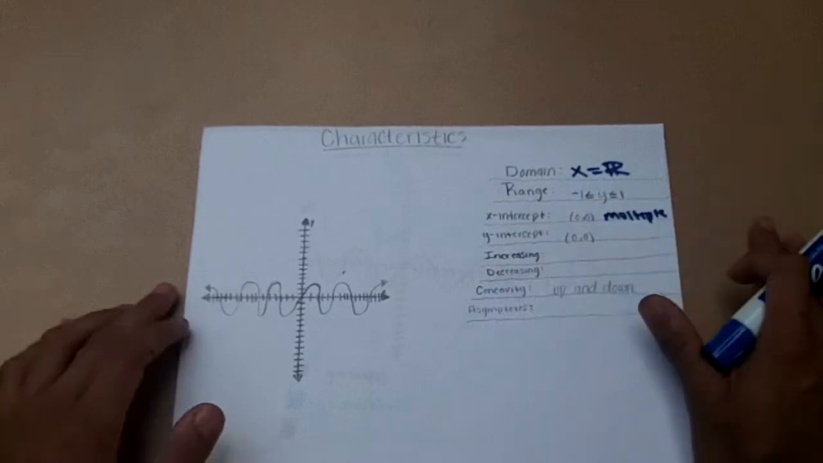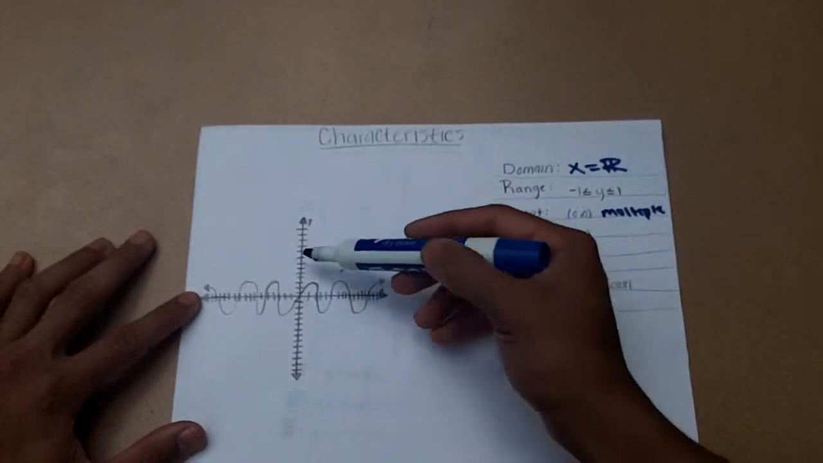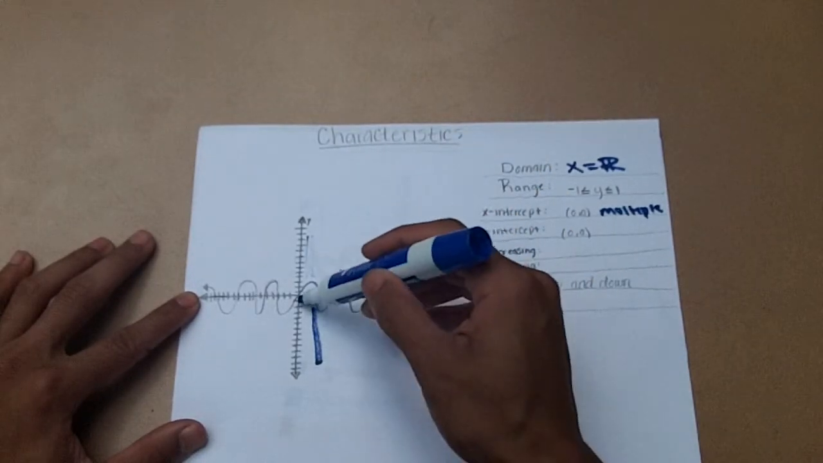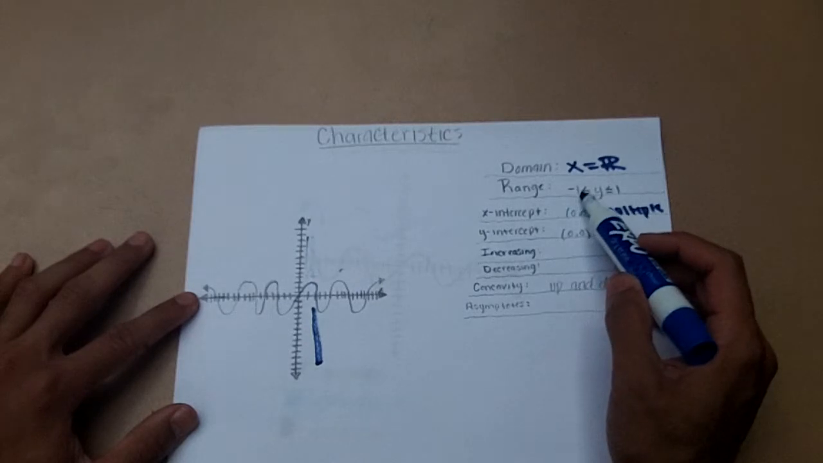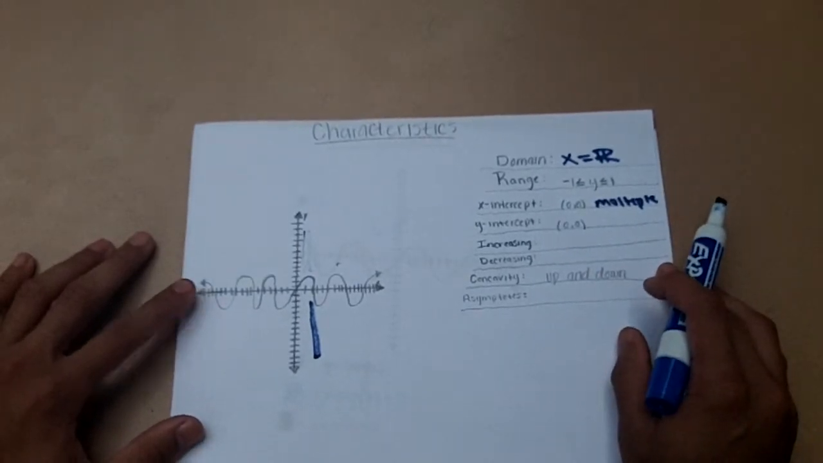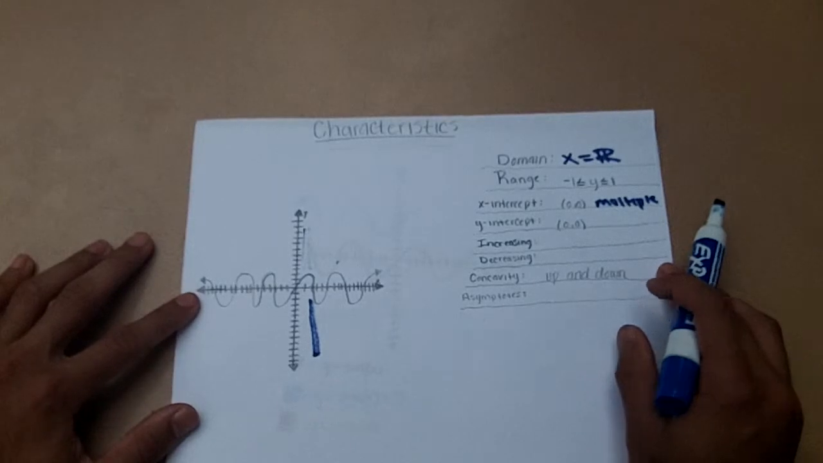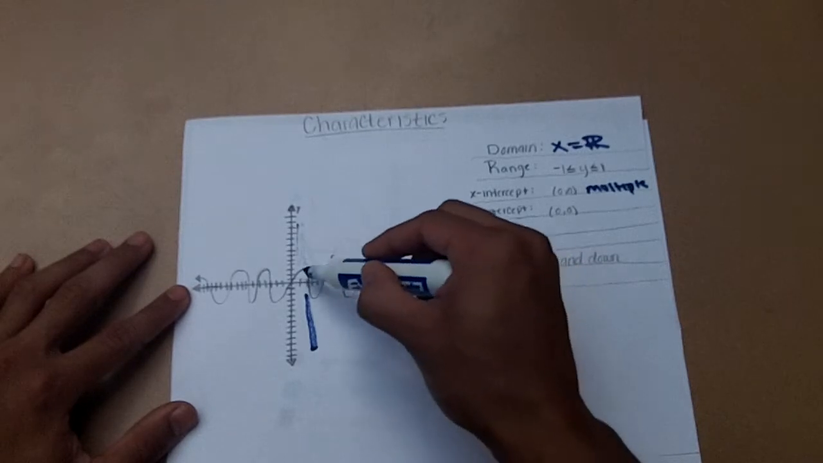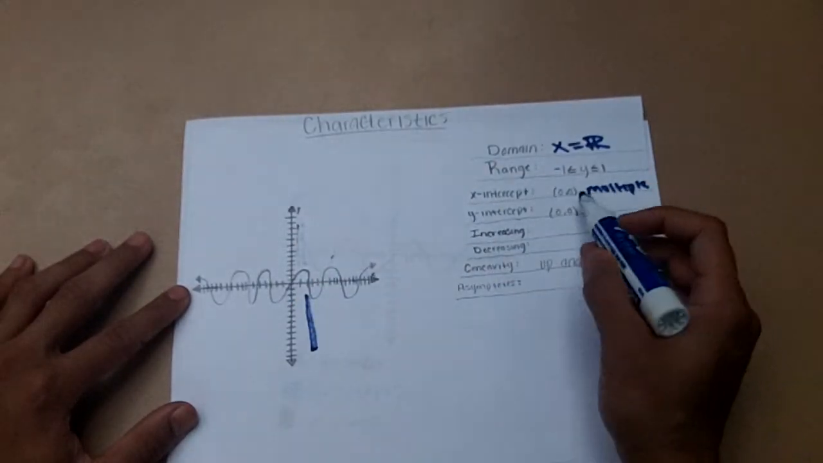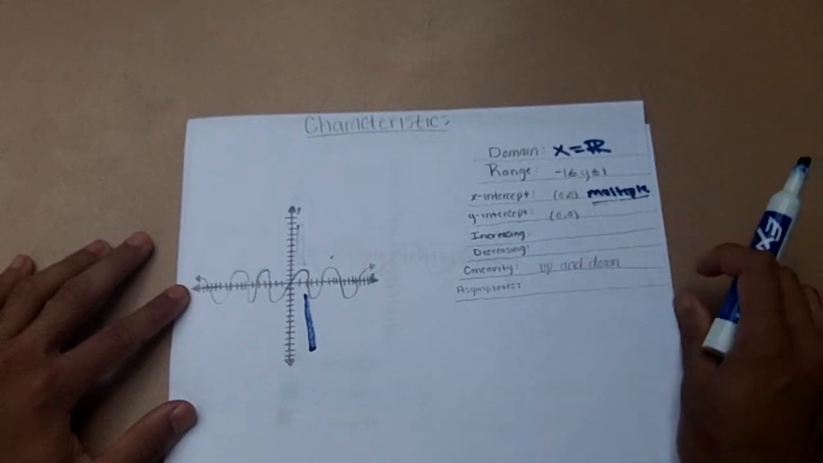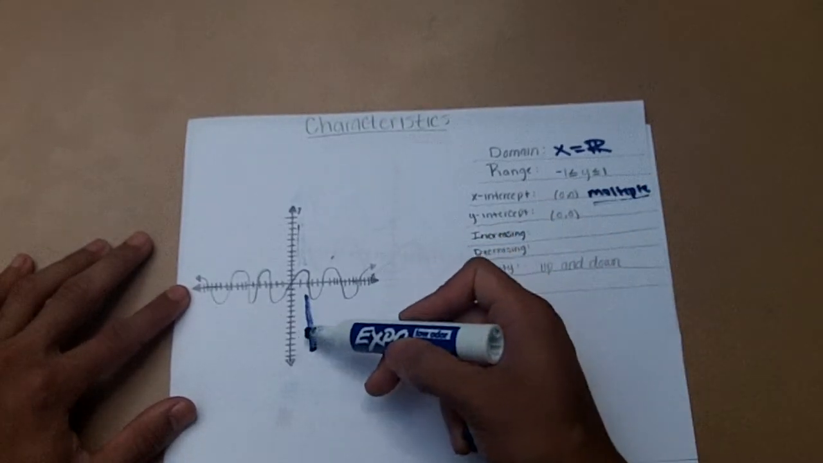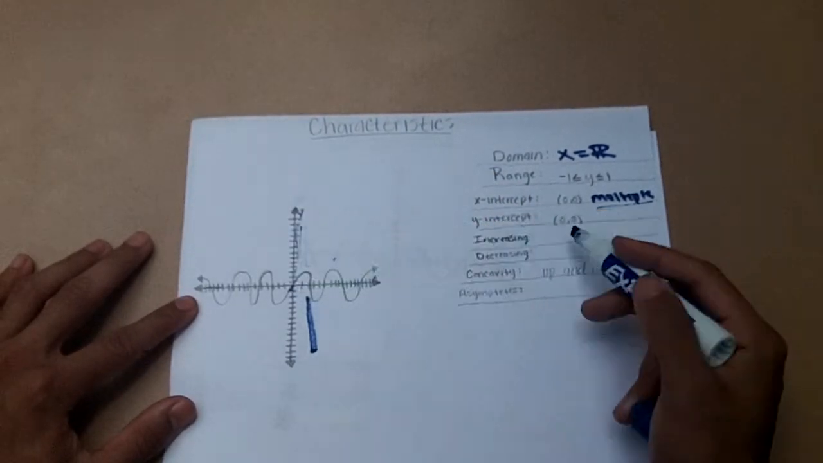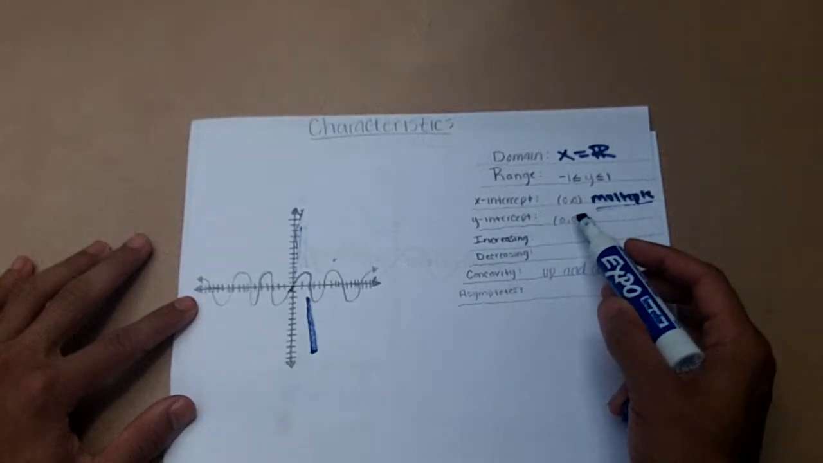The range is all the y numbers. And the y numbers, as you can see, don't go up there or come down here. They only touch 1 and negative 1. The x-intercept is anything that crosses the x-axis. Anything that touches. So you can see 1 is right there, and there. So there's going to be multiple x-intercepts. But for y, anything that crosses the y-axis, there's none here until you get to the origin, which is 0, 0. So that will be your y-intercept, which is 0, 0.